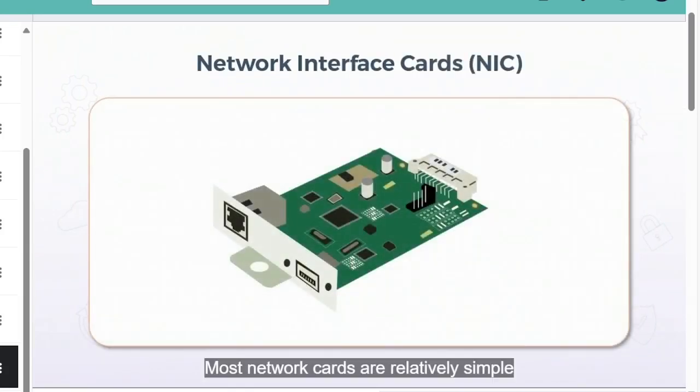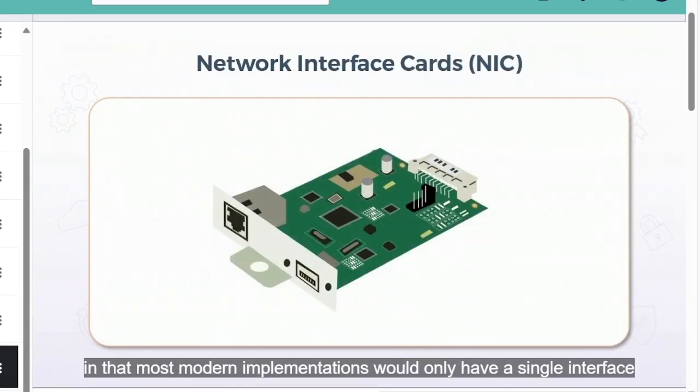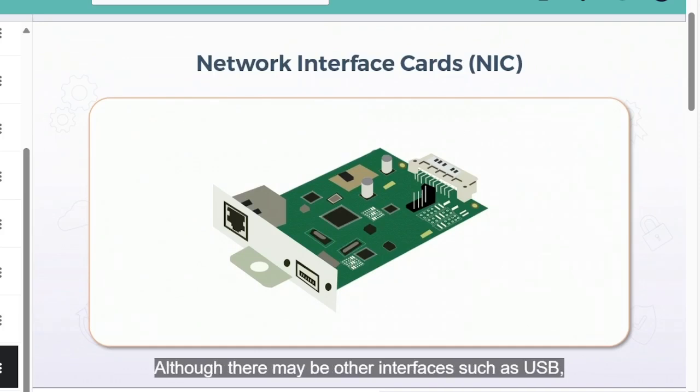Most network cards are relatively simple in their physical configuration, in that most modern implementations would only have a single interface, such as an RJ45 connector for a standard Ethernet cable, although there may be other interfaces such as USB, which can sometimes be used for monitoring or gathering statistical data from the card. But in terms of networking functionality, the RJ45 connector would be the only required interface.